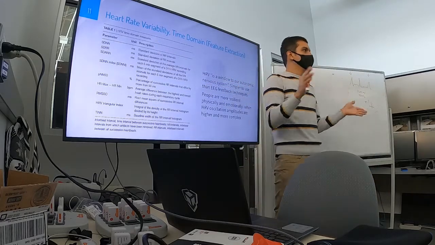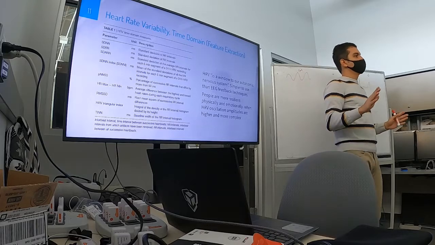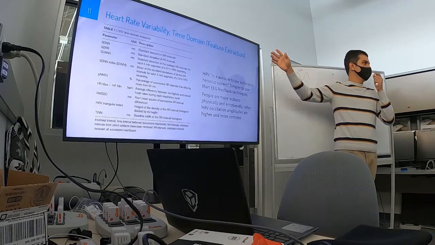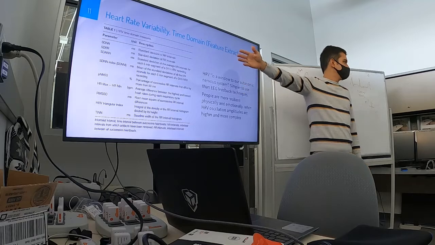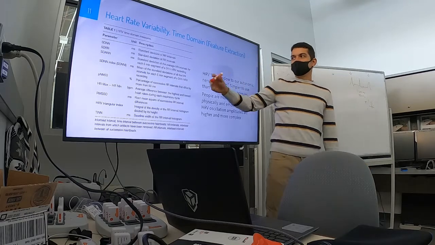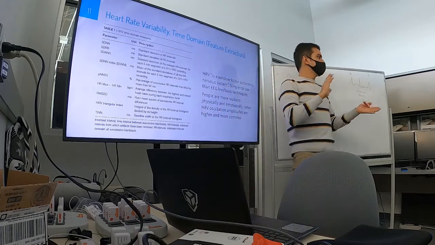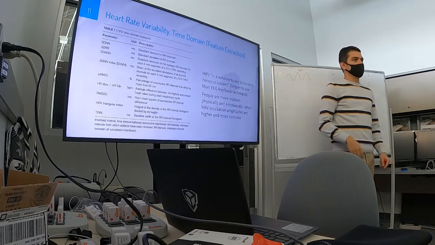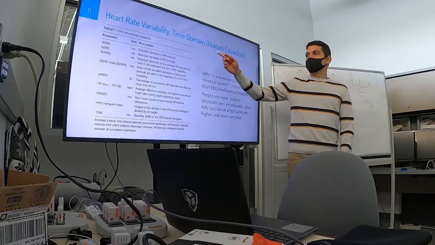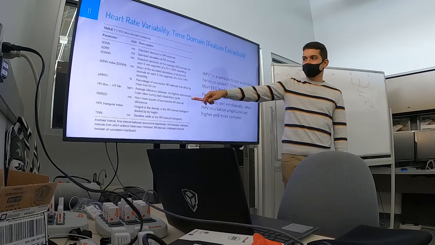What are the most widely used features? The ones that you also saw in table 4.1, they were probably talking about these. When they mention NN or RR, those are related to the RR interval series. So: standard deviation, root mean square.